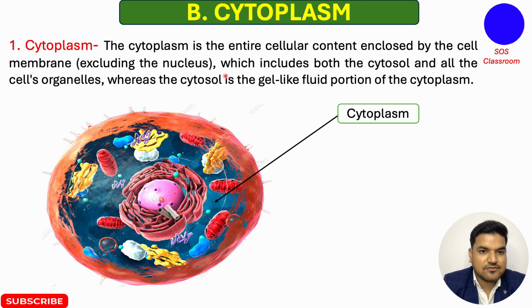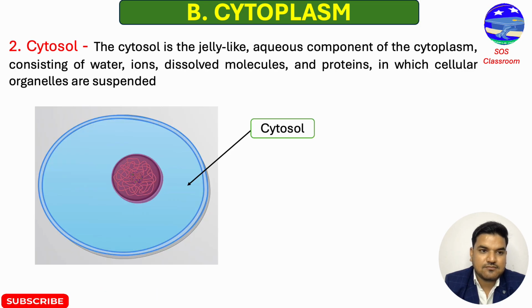excluding the nucleus. These include both the cytosol and all the cell organelles, where the cytosol is the gel-like fluid portion of the cytoplasm. So apart from the nucleus and cell membrane, all the remaining contents are called the cytoplasm. When the organelles are removed from the cell, the remaining gel-like fluid is called the cytosol.